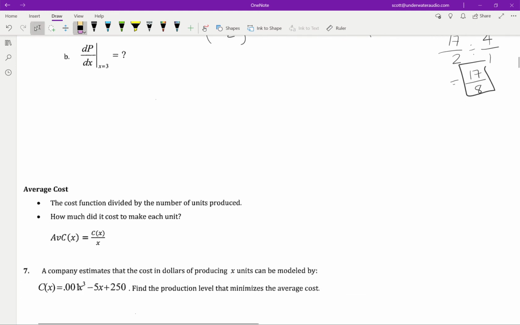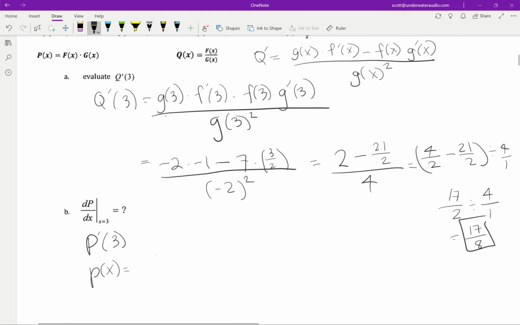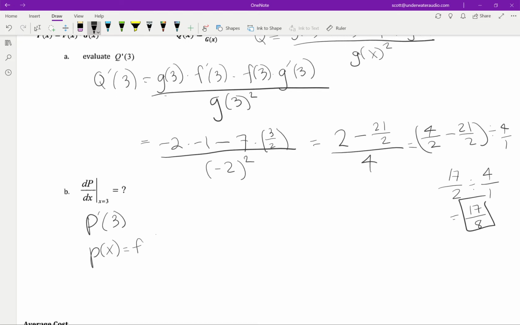Okay, so a similar concept for part B, dp dx evaluated at x equals 3. If you remember way back, this means the same thing as p prime of 3. So I need to find p of x, which I believe is given to me up here. Yeah, it's f of x times g of x. I need the derivative. So that's the first times the derivative of the second plus the second times the derivative of the first.